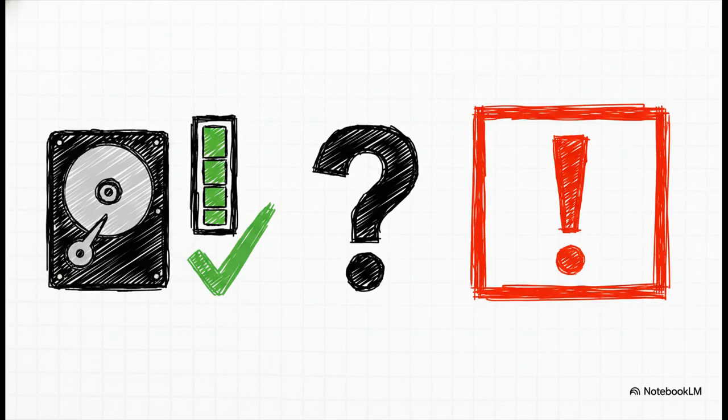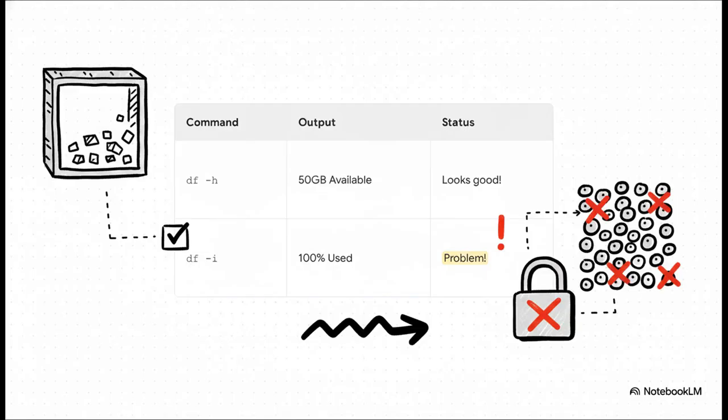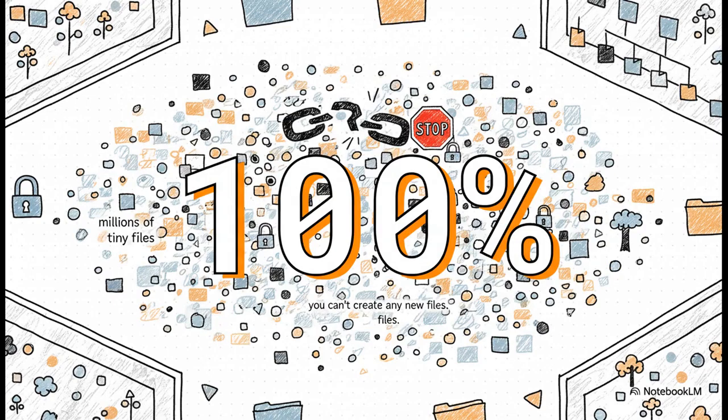But what about this error, especially when you think you have plenty of free space? This is where inodes really matter. You see, you can have plenty of disk space, but be totally out of inodes. They're completely separate resources. This typically happens when you have millions of tiny files. And once you're out of inodes, you can't create new files.